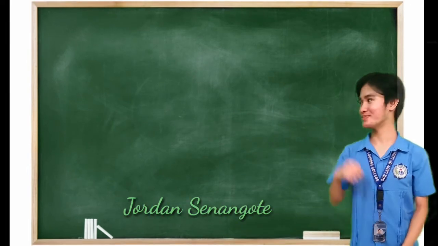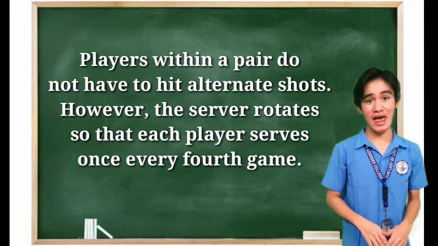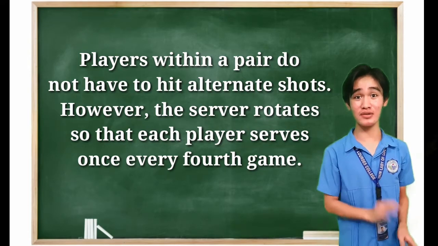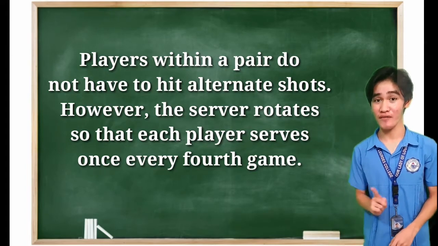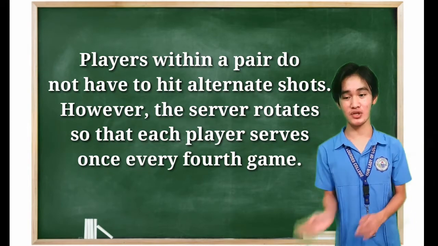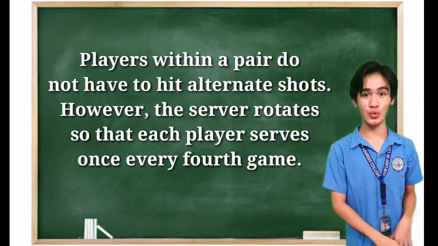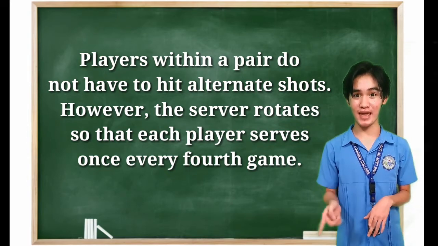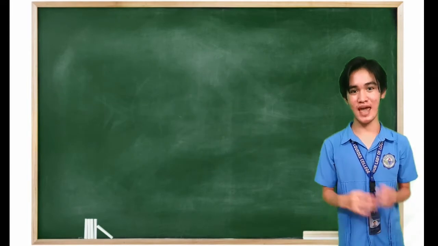The first rule. This rule explains that it is not necessary to alternate between the players. They can receive the shots or hit the shots in different ways. However, there is a rotation of serving among all players. For example, we have Team 1, A and B, and Team 2, C and D. The rotation of serving goes from A, B, C, D, and then back to A, B, C, and D.